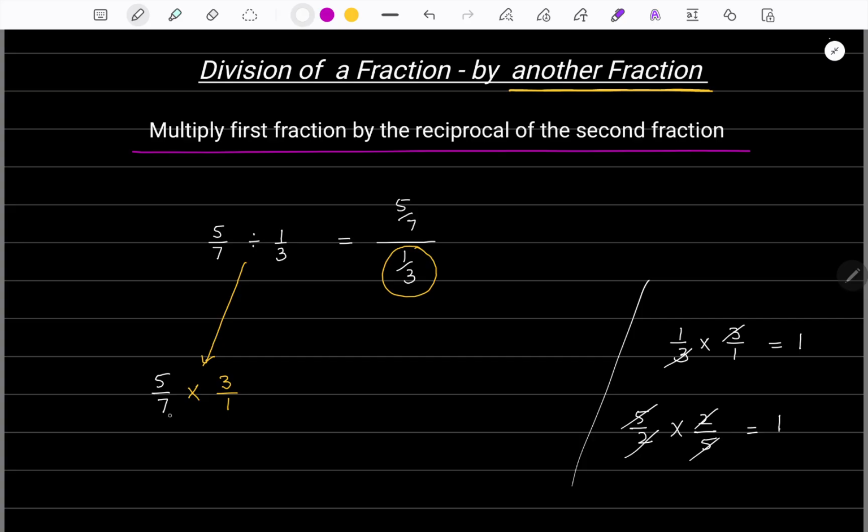Coming back to 5 by 7 into 3 by 1. Based on what we learned in the last lesson, that was multiplication of fractions, we can solve this by finding the product of the numerators and dividing it by the product of the denominators. So this gives us 15 by 7. So this is how we divide a fraction by another fraction. In simple words, for dividing a fraction by another fraction, we have to multiply the first fraction by the reciprocal of the second fraction.